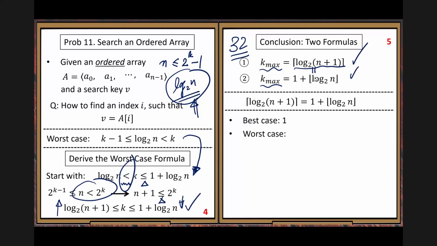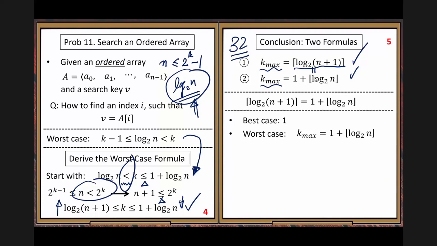The best case is 1. In binary search, when you do the first comparison, you hit it. That's the best case, right? The best case is 1. The worst case is here. Let's use the second formula: 1 plus floor function of log base 2 of n.